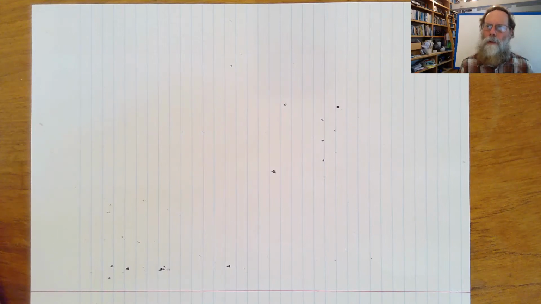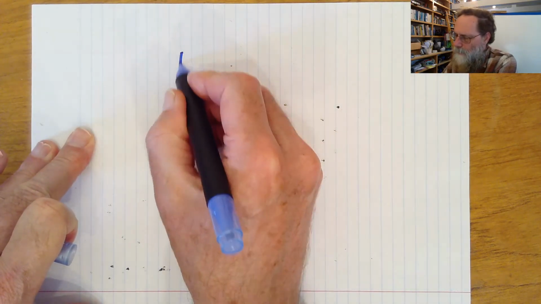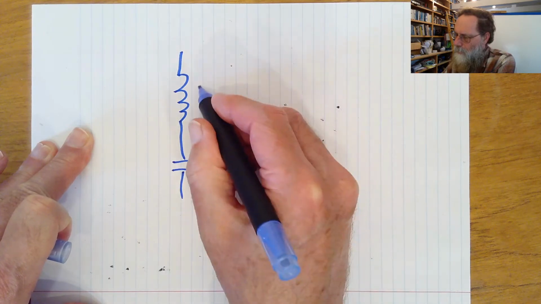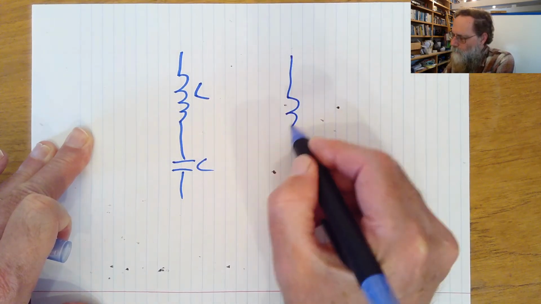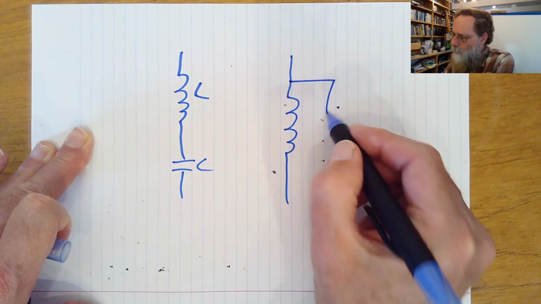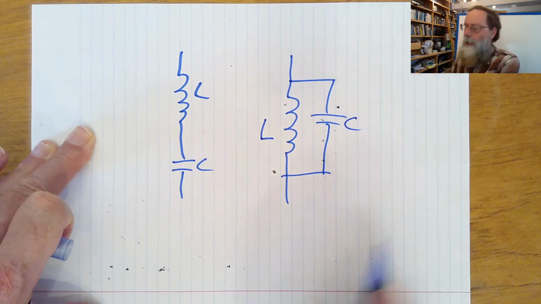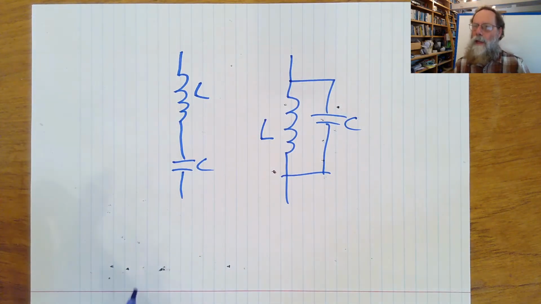This video is about combining inductors and capacitors. We're going to look at two different ways of doing it. We can look at an inductor and a capacitor in series, or an inductor and a capacitor in parallel. Let's look at the math for each of these.